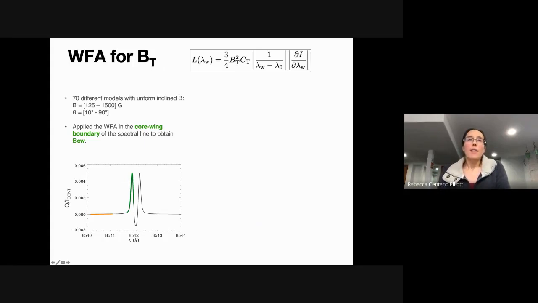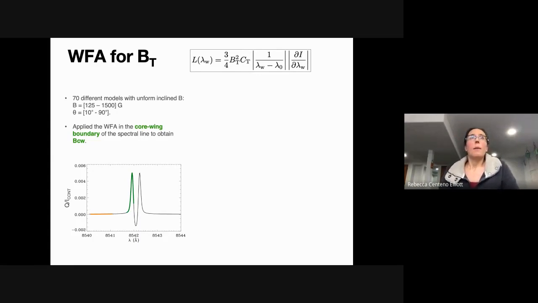Because I wanted this to be a diagnostic for the chromospheric magnetic field, I applied it in something that I call the core wing boundary of the spectral line. So avoiding the singularity that would happen at the very core of the spectral line, but also avoiding the outer wings of the spectral line that I know are mostly photospheric. So they would bring information from lower down, the photosphere of the sun.